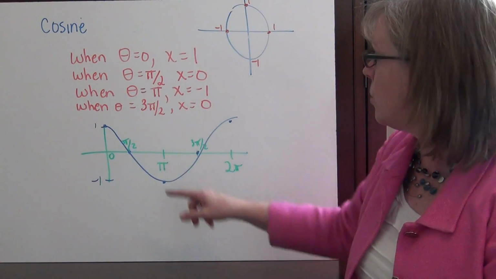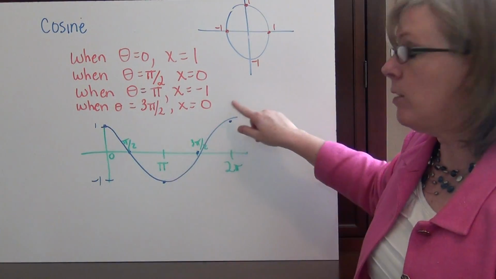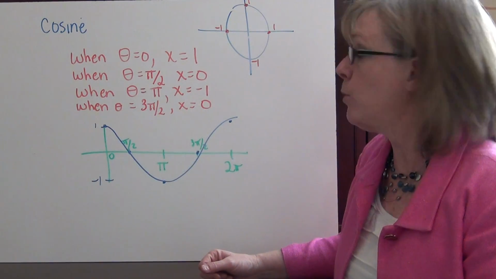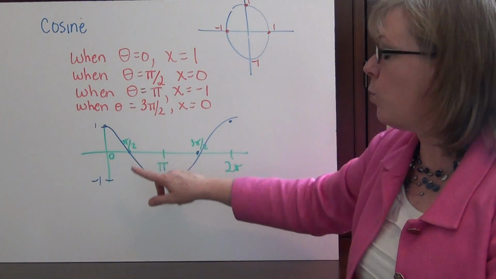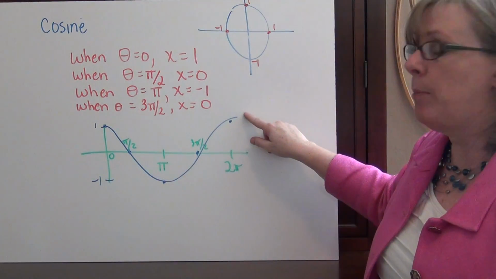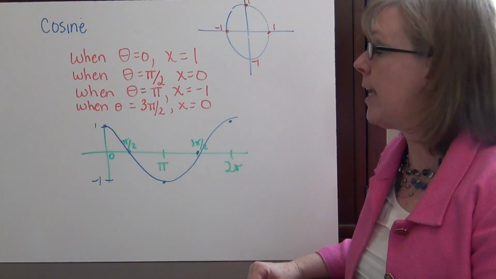That's the reason. So it's always going to be like a little cup for cosine, okay? Unless it gets moved around by transformations. So this is one complete cycle starting from the highest down to the lowest in the middle and back up to the highest again for my standard cosine function.